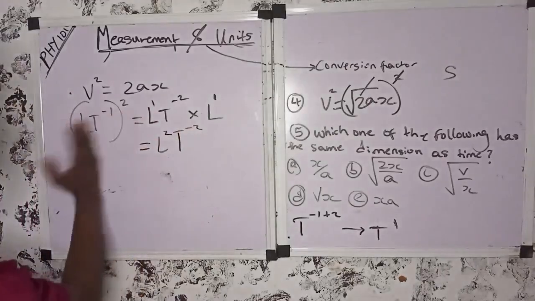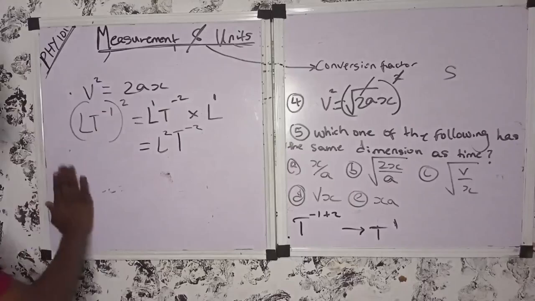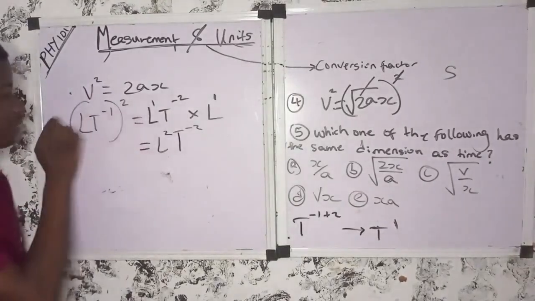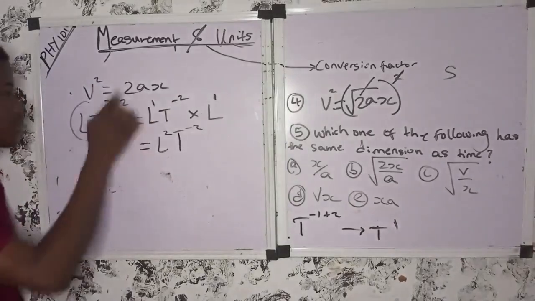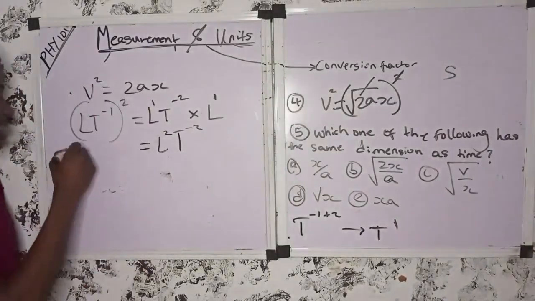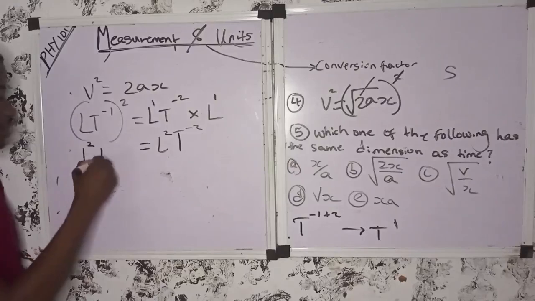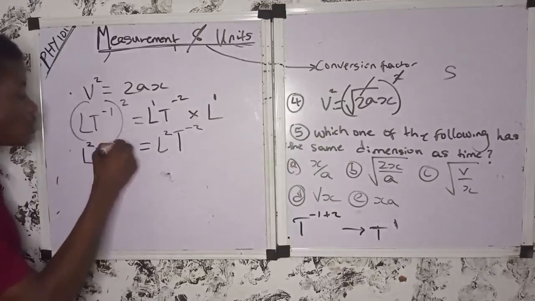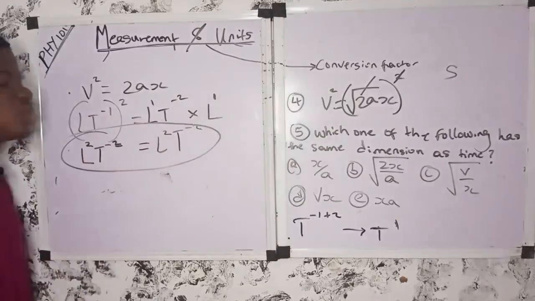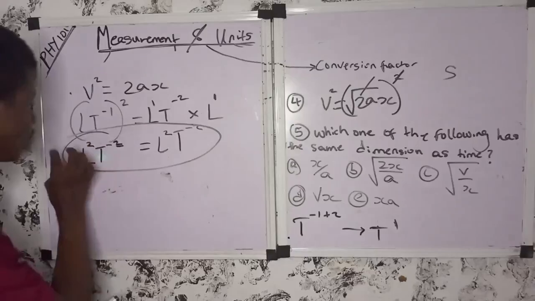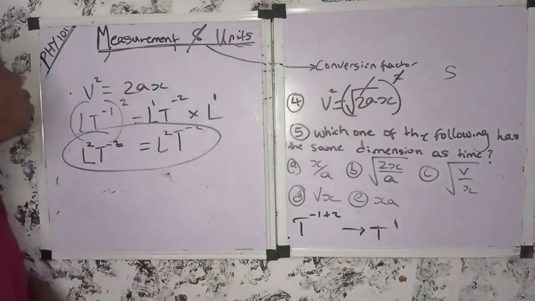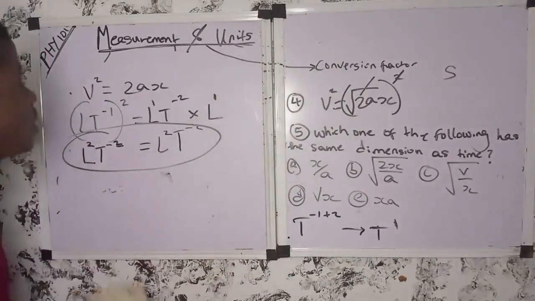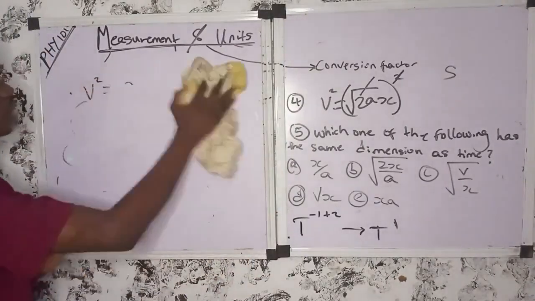Now let's go back to this side. This square affects everything. This square affects L, this square affects T. So everything here is still L raised to power 2, then t raised to minus 1 times 2 gives us minus 2. So this is the final answer. This tells you that this side is the same as this side. This tells you that this equation is dimensionally correct. So this equation is correct.